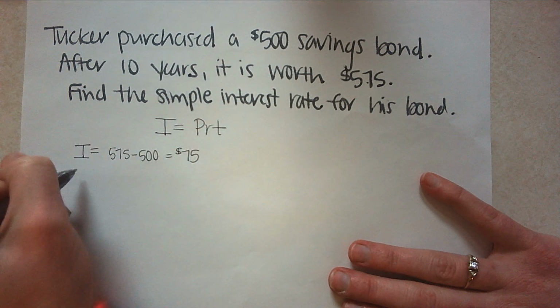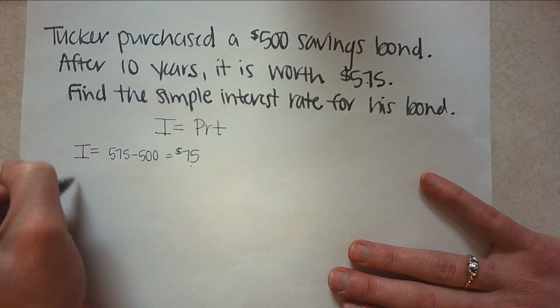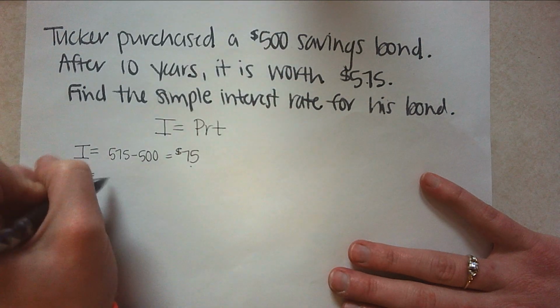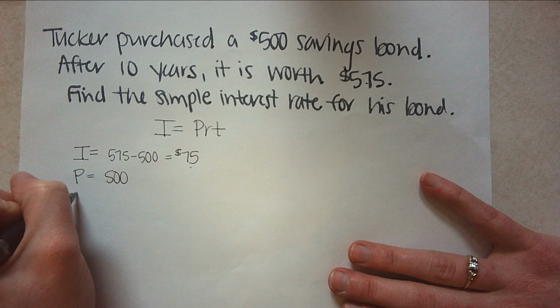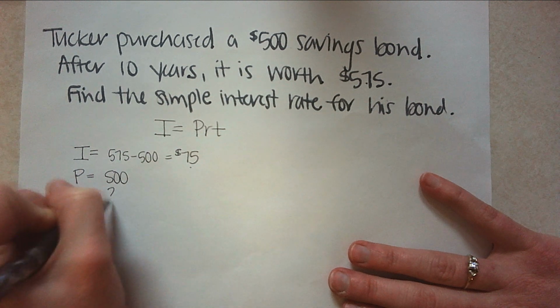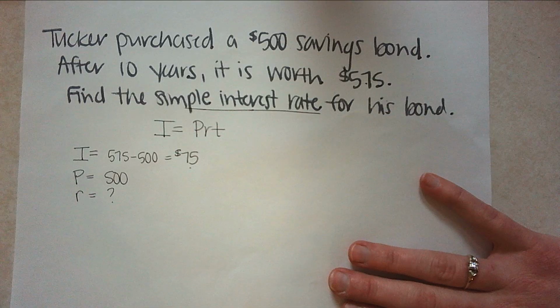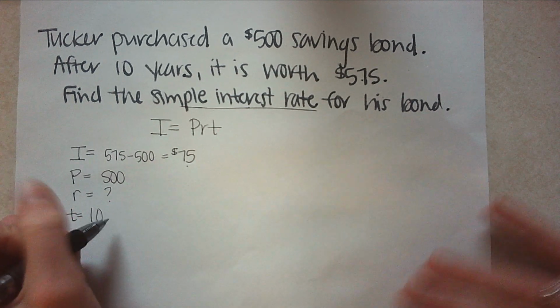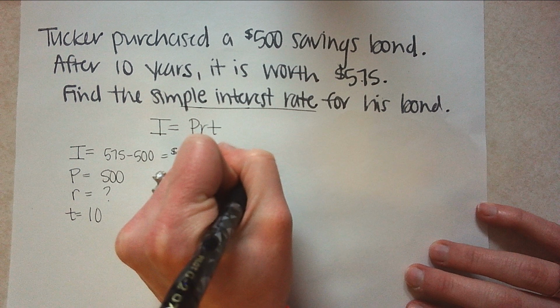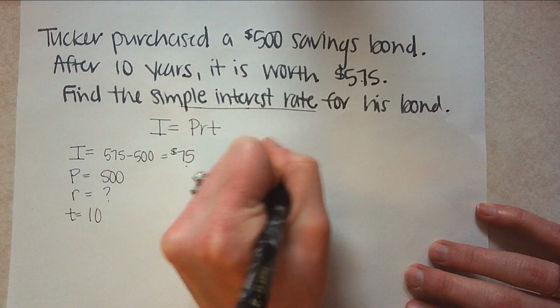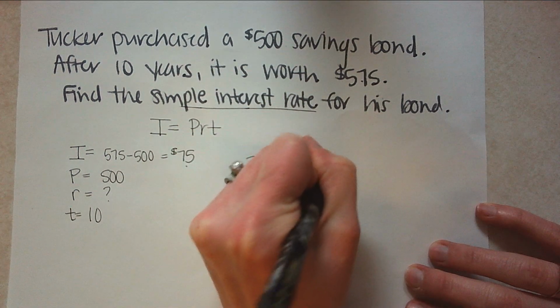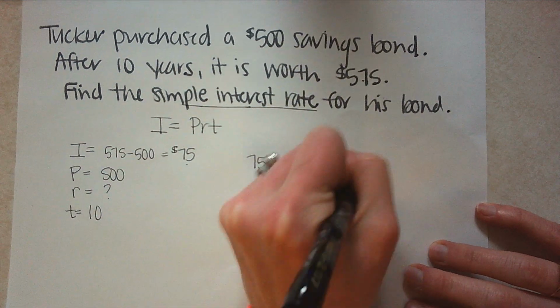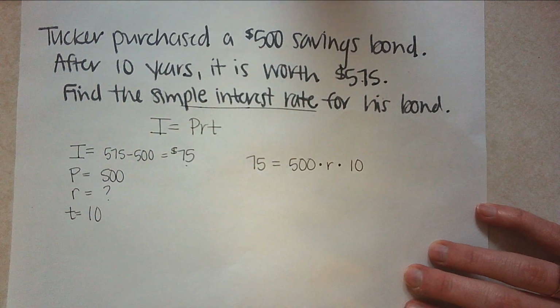So be extra careful here. Your interest is $75. Your principal is the amount you put in. That's $500. Your rate, we're not sure. That's what it wants us to find, is your simple interest rate. And then our time is 10 years. And so now I can plug all of that into my equation. I is 75, P is 500, times R, we don't know, and times 10 for our time.